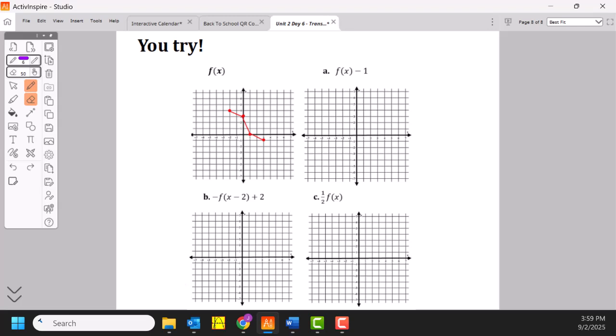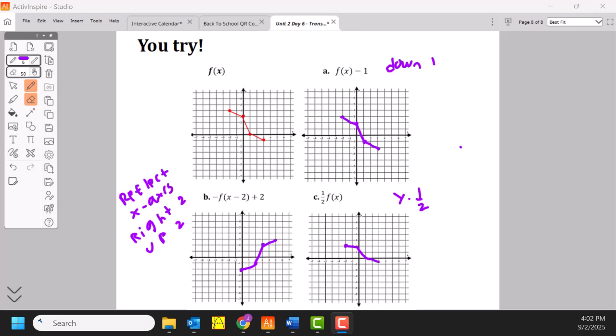All right, last few for you to try. I will just put up a slide after this that has the answers. Pause the video, take a chance to try it yourself, and then check your answers when you're done. All right, so here's your final graphs. The A is down 1, the B is reflecting over the x-axis, right 2 and up 2, and the C is y times 1/2.